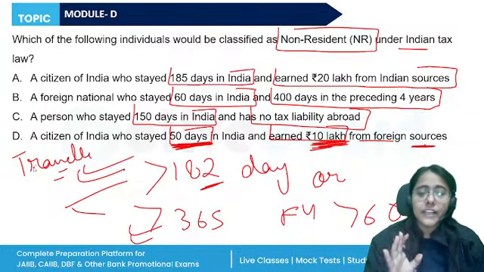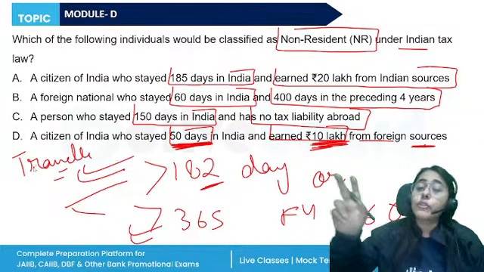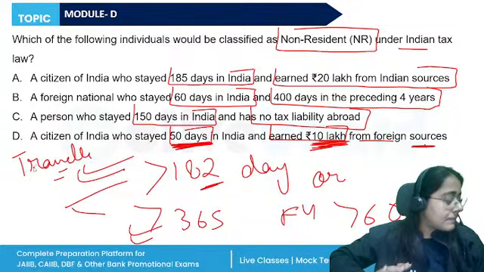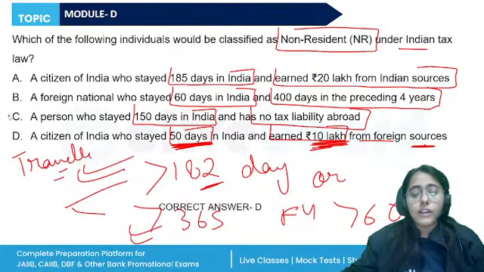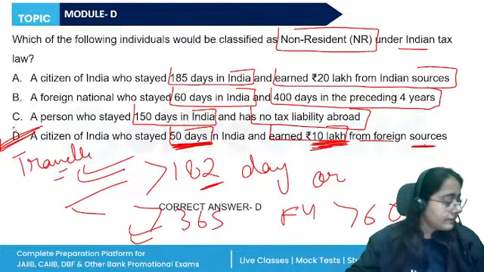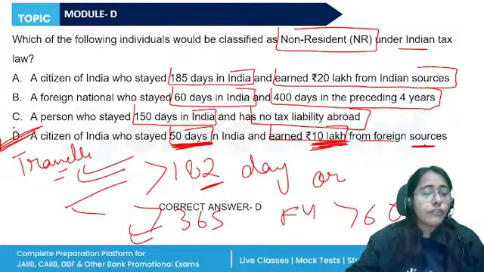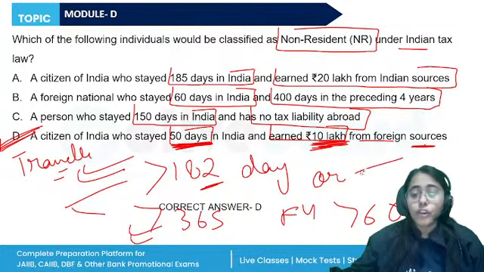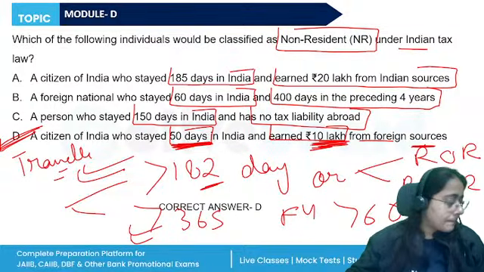They stayed in India for 50 days. They earned 10 lakh rupees from foreign sources only. Nothing they earned in India. So they are a non-resident Indian. Okay, a non-resident. All right, clear? The categorization of resident and non-resident is clear. Under the resident, you also need to check whether they are an ordinary resident or a not ordinary resident.